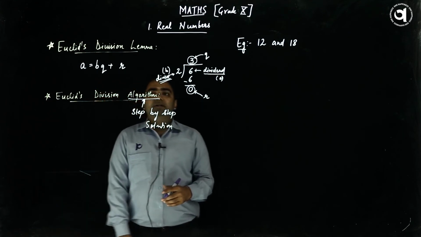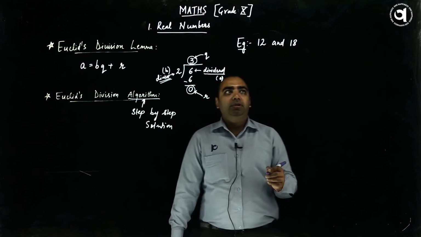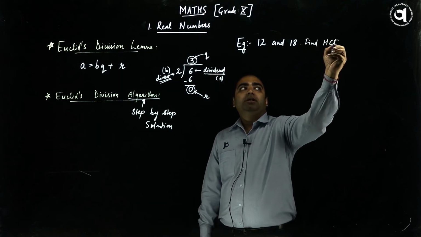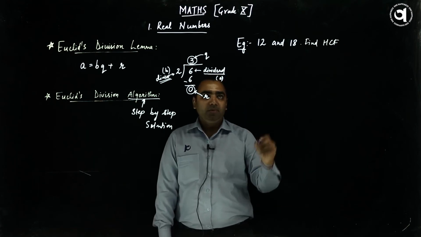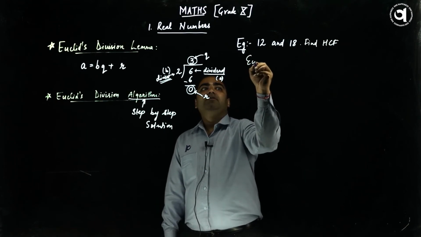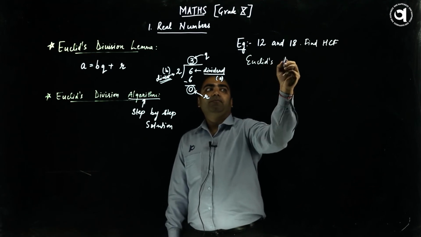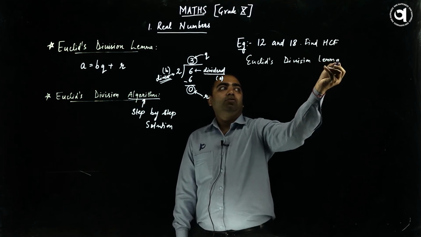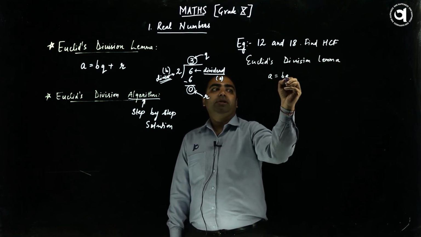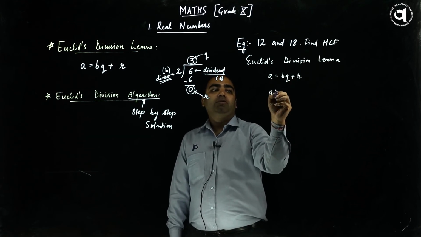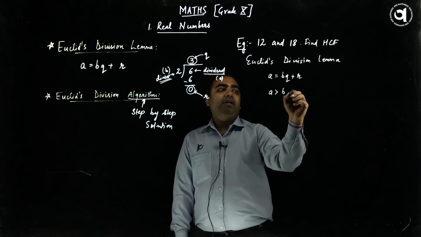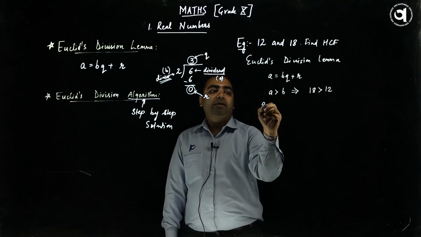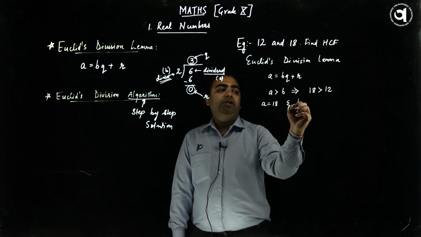For understanding this in a clearer way, let's take one example, 12 and 18, and we need to find the HCF of these numbers using Euclid's division lemma and algorithm. Before starting, first we will write what Euclid's division lemma is. What is our Euclid's division lemma? That is A equals to BQ plus R, where A should always be greater than B. So if we write the condition like this, 18 is always greater than 12. So here A will be 18 and B will be 12.